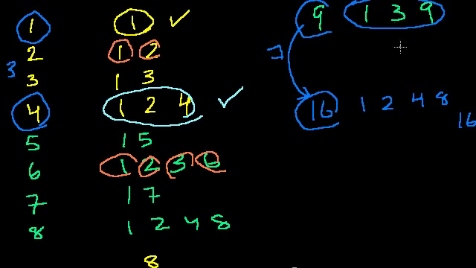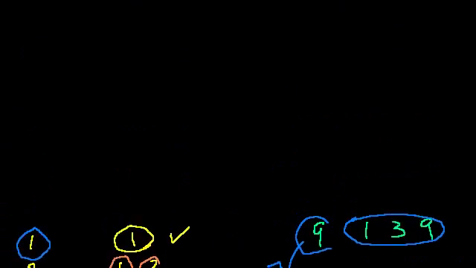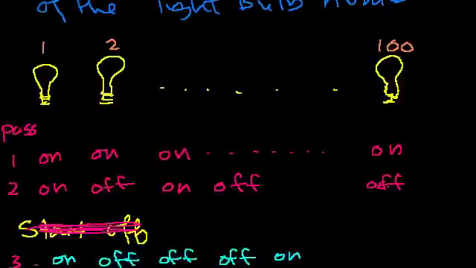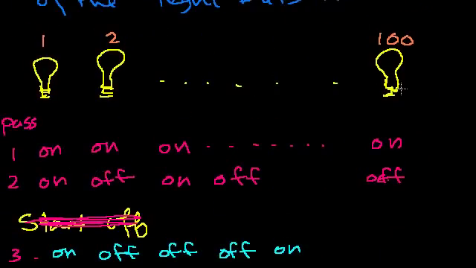3 times 3 is 9. 4 times 4 is 16. So all of the lights that are going to be on are actually perfect squares. That's why they have an odd number of factors. So, what's our question? How many? So the question, this problem of what light bulbs are going to be on, boils down to how many perfect squares are there between 1 and 100.